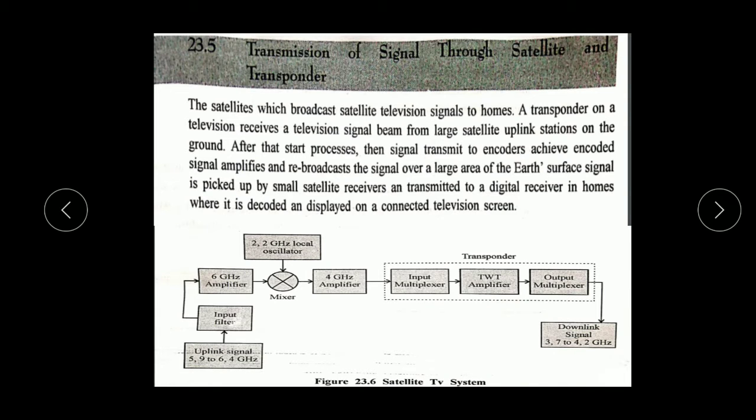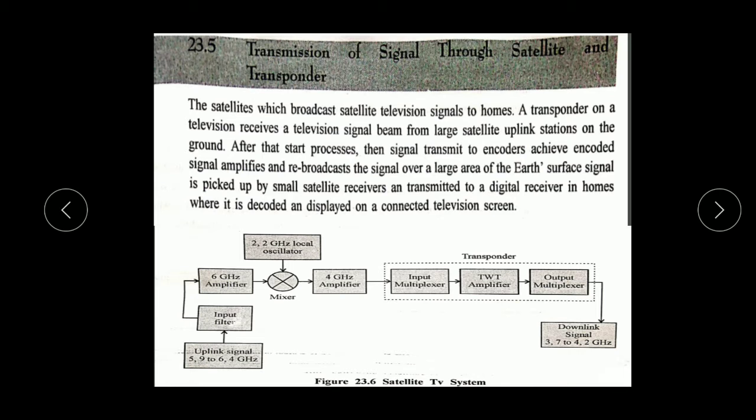So this is the diagram of the satellite TV system. A satellite TV system has two portions. The first portion is the ground station, and the second portion is the satellite station. Now we discuss the satellite station. In the satellite station there are also two portions: the first is the uplink signal system and the second is the downlink signal system.